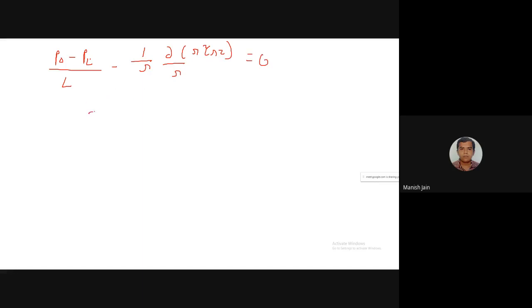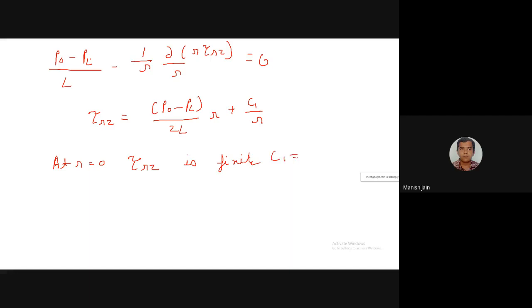Just integrate this equation, you will get tau rz equal to P0 minus PL divided by 2L times r, plus C1 divided by r. So at r equal to 0, tau rz is a finite quantity, so C1 equal to 0. So you will get the equation.